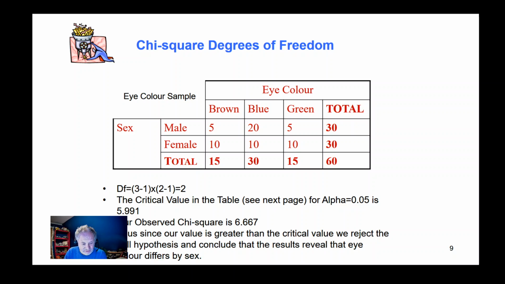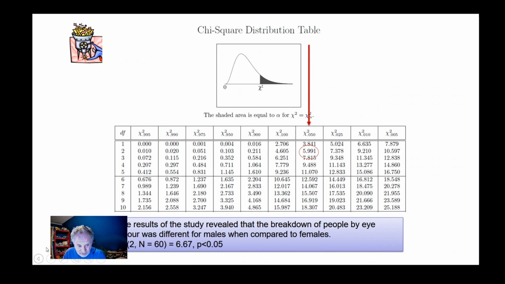My critical value, which I have on the next table, looking it up once again, is for 2 degrees of freedom with alpha equal to 0.05. So I want the cutoff for the top 5%. That gives me a chi-square critical of 5.991. So my chi-square observed of 6.67 is greater than 5.991. Therefore, I reject the null hypothesis and conclude that if the null hypothesis were true, the likelihood of me getting the sample that I did is fairly unlikely.